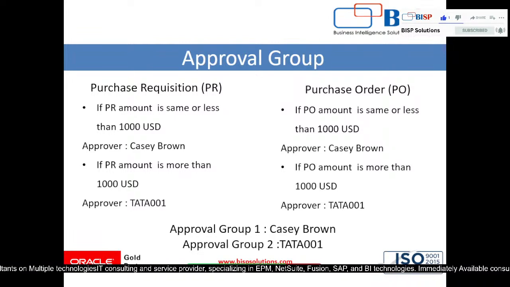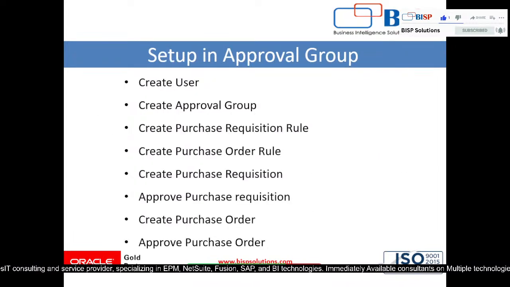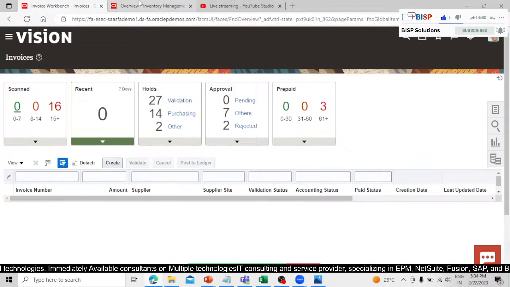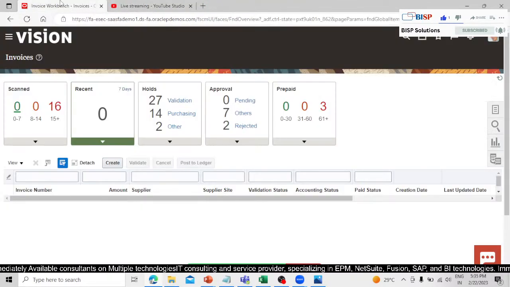So let's move to the application and we'll see the whole concept of approval group, right? So start from the user creation, after that creation of approval group, and then purchase requisition rule, then we will create the purchase requisition and then we will approve this requisition, right? After that we will see the purchase order if we have enough time, right? So this is our application. It is not responding, let's finish, right?